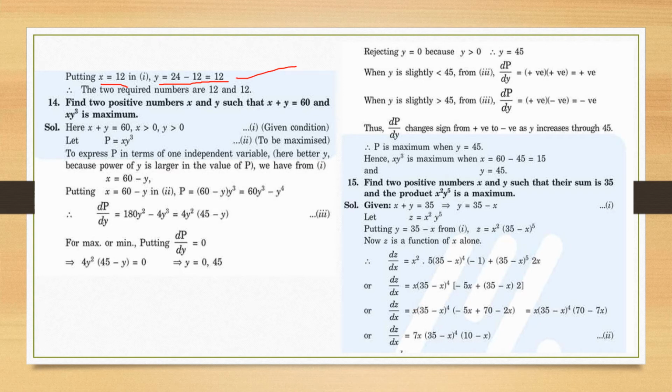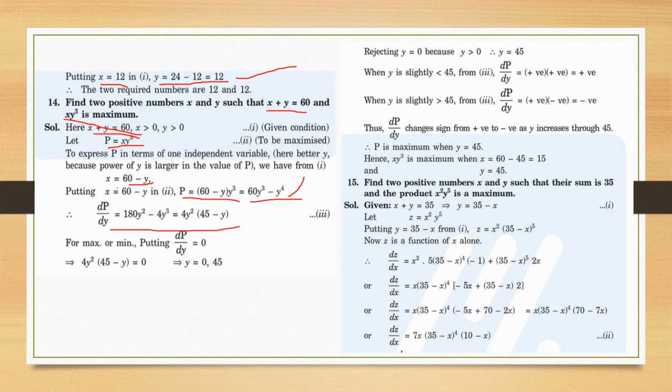Number 14 is find two positive numbers x and y such that x plus y is 60 and the product xy cube is maximum. So let us start with it. x plus y is 60, so P is your product, xy cube, to be maximized. You can change either y or x, but it is more precise to change x to 60 minus y, because y is involving multiple powers. So x is 60 minus y, so my product will be (60 minus y) into y cube, which can be taken as 60y cube minus y^4. So here, instead of changing y to 60 minus x, it's better to change x to 60 minus y.